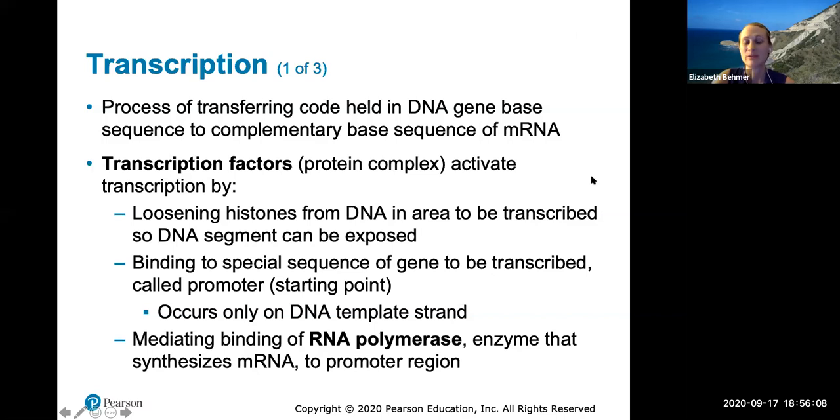So there's going to be other specifics of transcription and translation, but I just want you to understand the general basics of what happens. So transcription is the process of transferring the code held in DNA to a complementary base sequence of messenger RNA. There's different transcription factors which activate transcription that help this occur. This means they will separate out the DNA strand and cause an RNA to be created on that DNA strand once it's been broken.